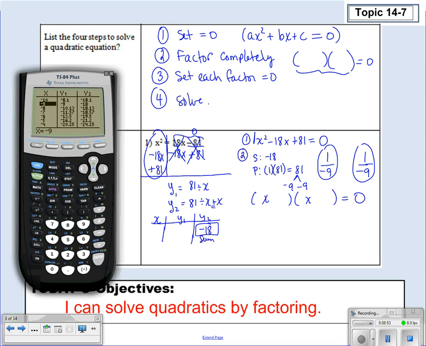It's still equal to 0. The number on top goes in front of the x. Number on bottom goes behind the x. Number on top goes in front of the x. Number on bottom goes behind the x. So I have factored it completely.